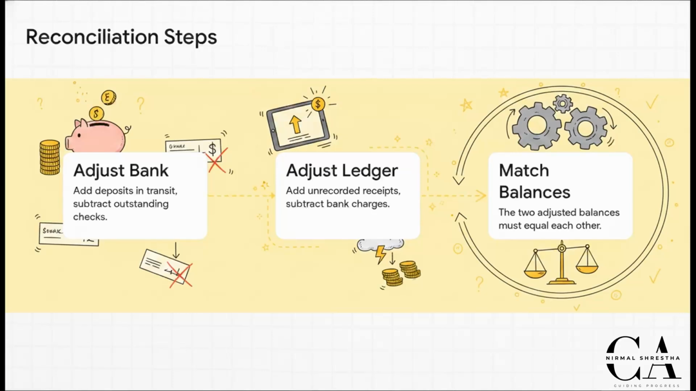And finally, step 3. After both sides have been updated with those missing puzzle pieces, the two adjusted balances absolutely positively must equal each other. If they don't, well, the investigation continues.